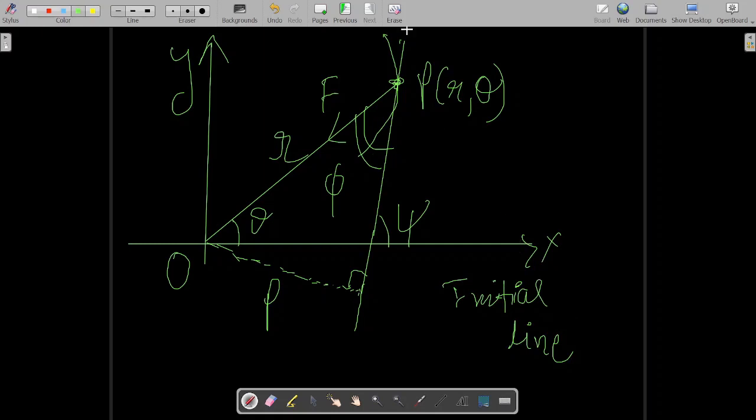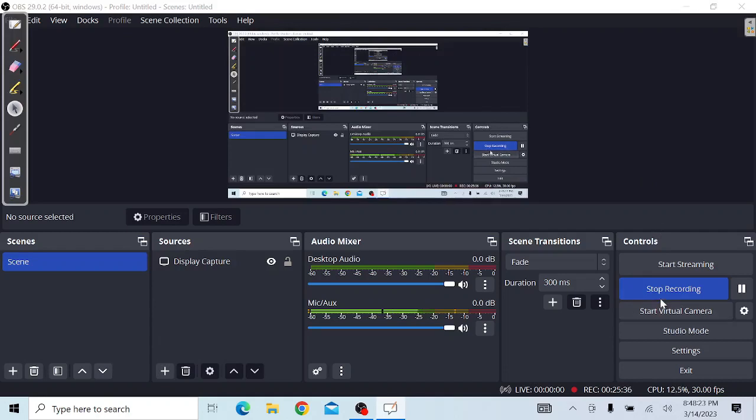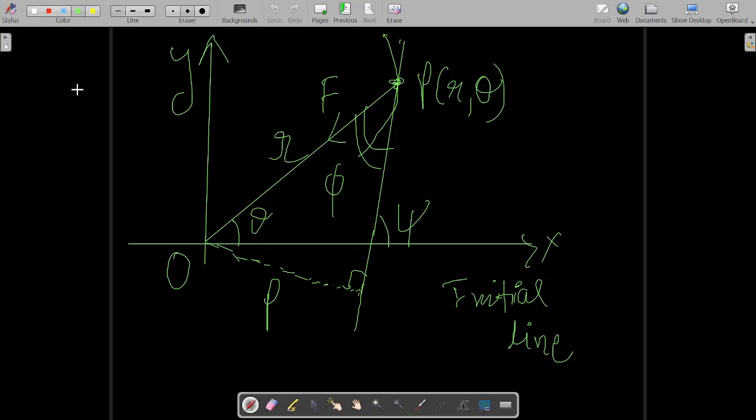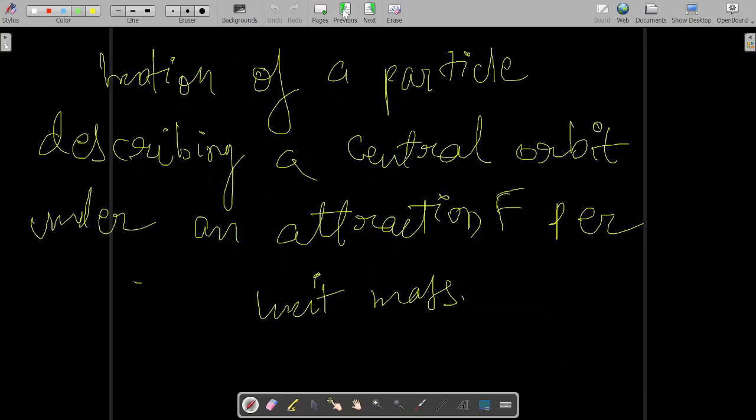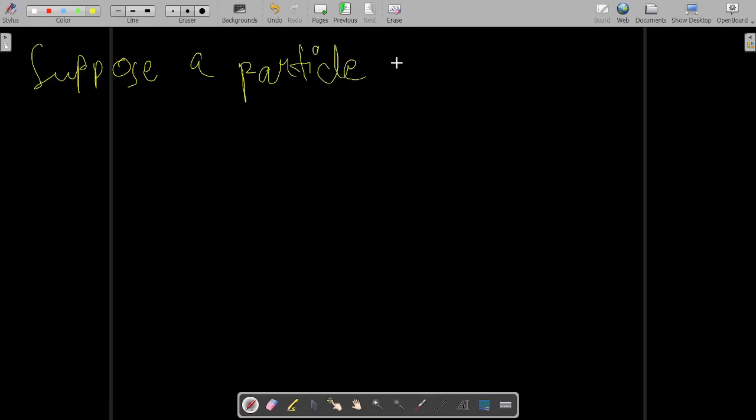Okay, so let's start our answer. This is your figure which you must have drawn in your notebooks. Now write all this stuff over here. Suppose a particle moving in a plane curve.